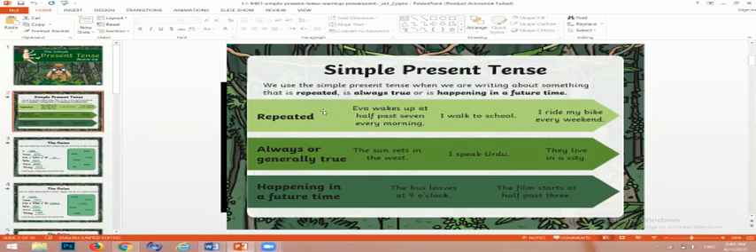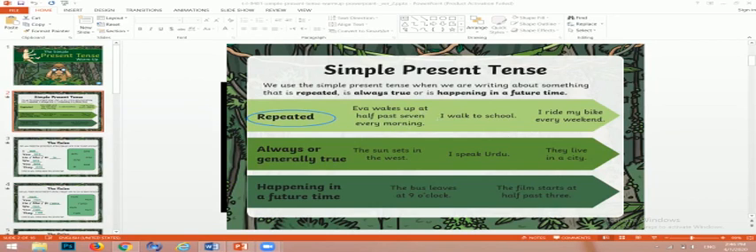For example, Eva wakes up at 7:30 every morning. So every morning, Eva wakes up at 7:30. This is something that happens every morning.